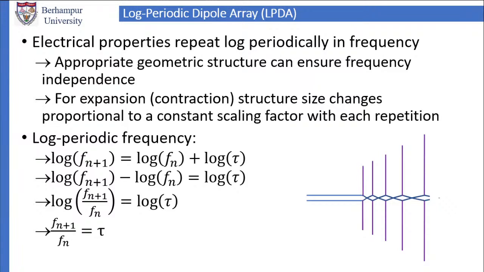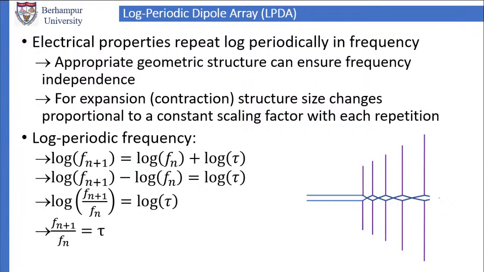So then you can see if I take log fn to the left hand side, it is log fn plus 1 minus log fn is equal to log tau, or from that you can say log a minus log b is log a by b. So use that. So log fn plus 1 by fn is equal to log tau. From that we can easily say that fn plus 1 by fn is equal to tau. So for a log periodic frequency, if the frequency is log periodically related, then fn plus 1 by fn will be equal to tau. If that happens, then we will say that it is log periodically varying. So fn plus 1 by fn is equal to tau.